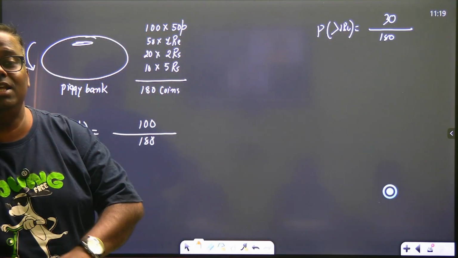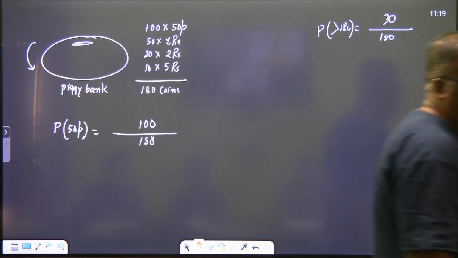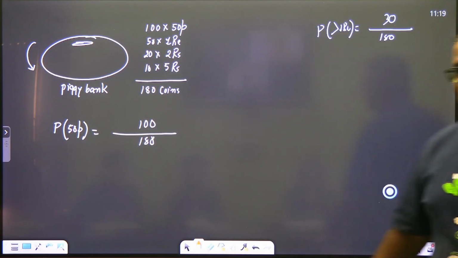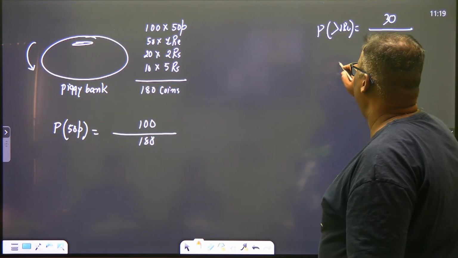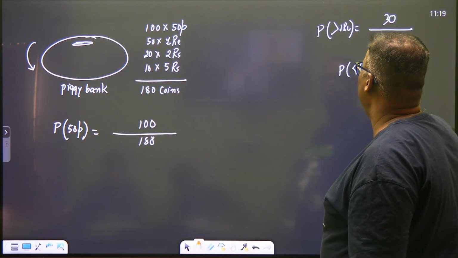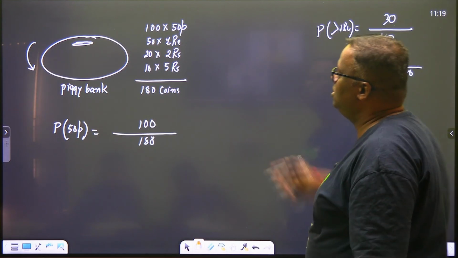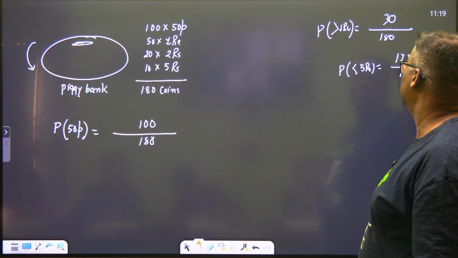Value less than rupee 5. Out of 180, 170. Probability of getting a coin whose value is less than 5 rupees. Out of 180, less than 5 rupees are all these. 170 coins qualify.